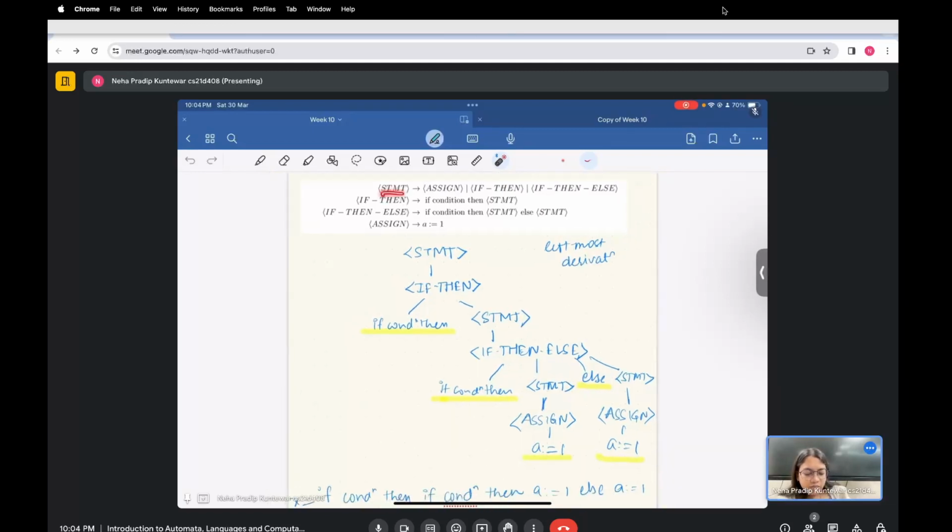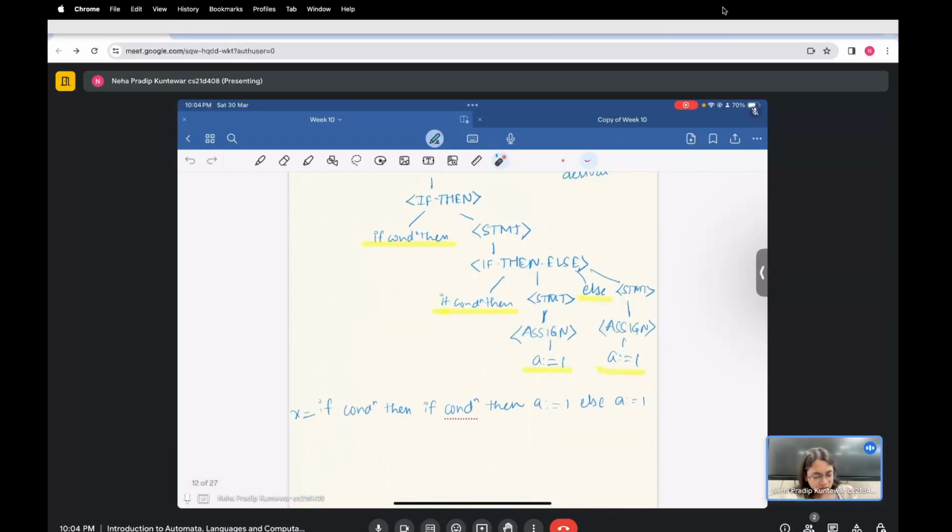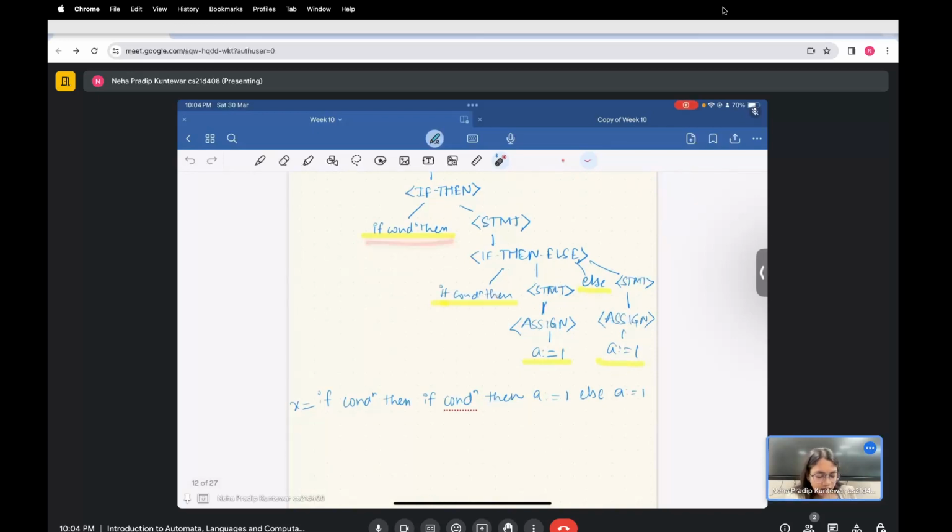Let's say this time statement gives assign, and assign has only one rule, so assign gives a equals 1. Similarly, we do the same for the remaining variable. Now statement is the only variable, and we apply the same set of rules: statement gives assign, and assign gives a equals 1. So this is the string that we end up generating. The yellow part that is highlighted here is the set of terminals that we have. So what is the string generated? The string generated is if condition then a equals 1, else a equals 1. That is the string that we have written here.